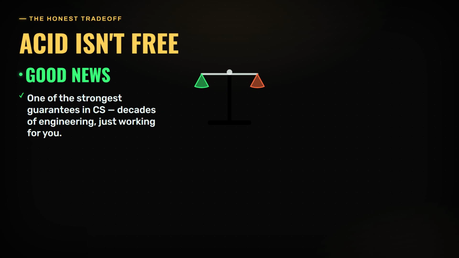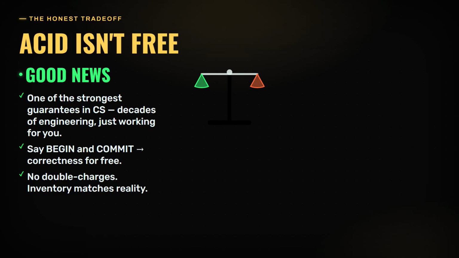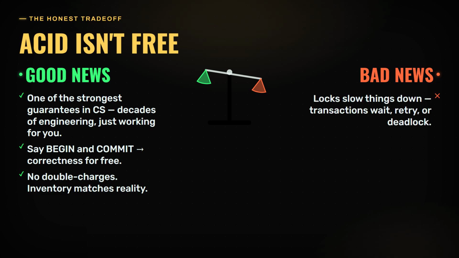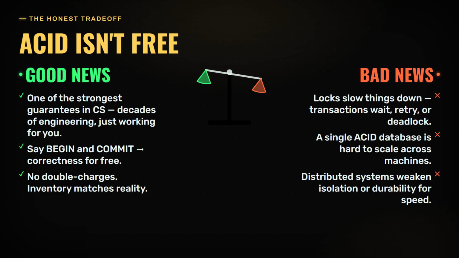I want to be honest with you about something most courses won't tell you. The good news: ACID is one of the most powerful guarantees in computer science. Decades of database engineering went into making 4 letters just work for you. When your code says begin and commit, you get correctness for free. You sleep at night. Your customers don't get double charged. Inventory matches reality.